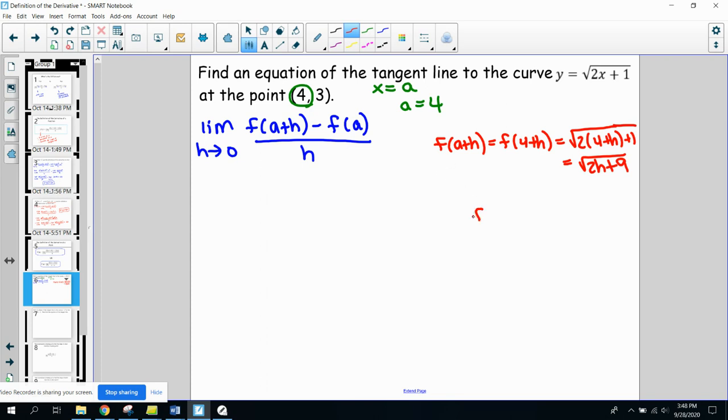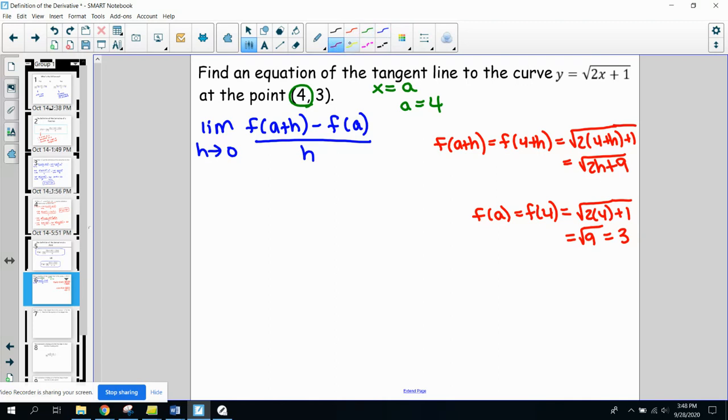I'm also going to find out what f of a is. So f of a is really f of 4. Again, I'm just going to plug 4 in. So square root of 2 times 4 plus 1. This is equal to the square root of 9, which is 3.